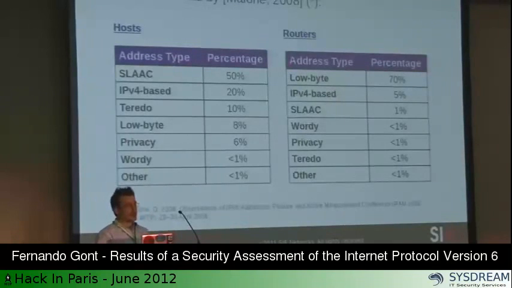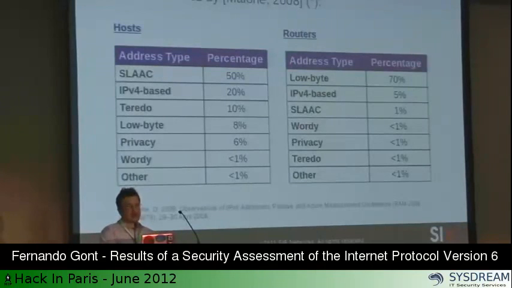50% of addresses include the MAC address of the corresponding network interface. Then you have 20% of addresses that are IPv4-based, so that in the interface ID you have an IPv4 address encoded. You have 10% of Teredo addresses, 8% of low-byte addresses, and the percentage of the rest of the categories is very, very small. In the case of routers, the numbers change quite a lot.